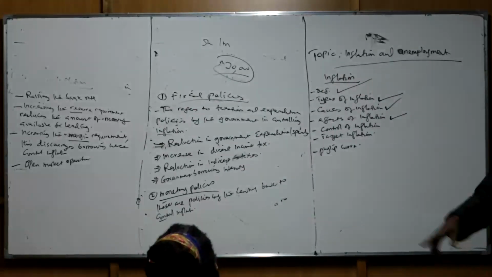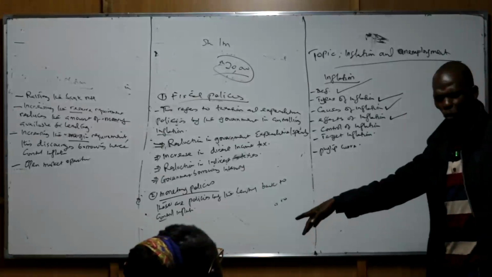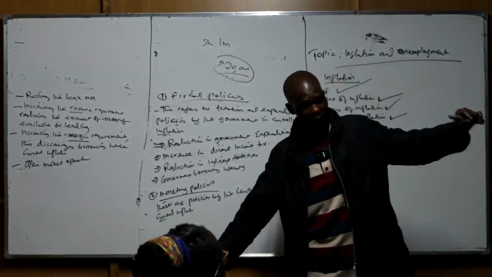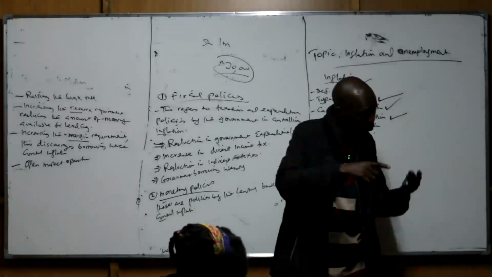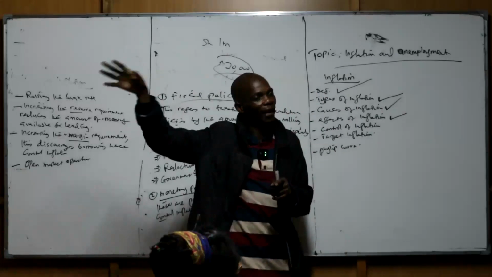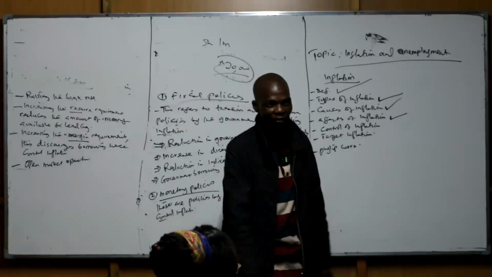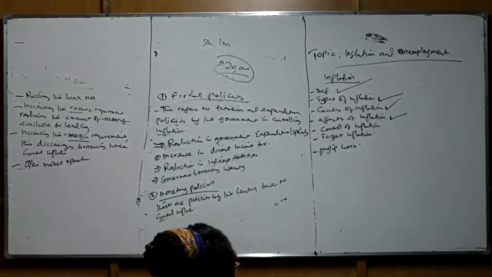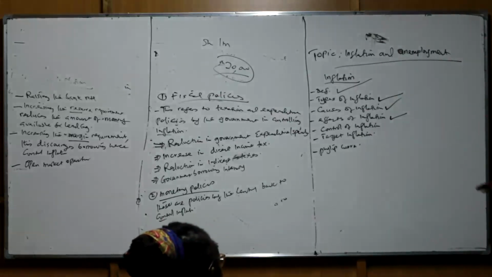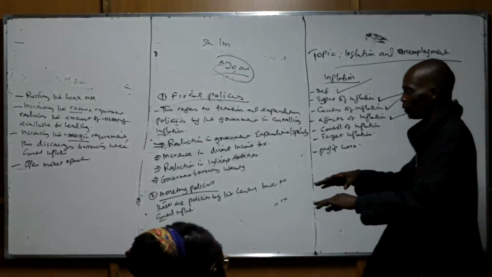So we have hoarding. Now, what about devaluation? Remember I said devaluation is an attempt by the government to lower the value of its currency outside the country. It's not internal. That's why it cannot cause inflation. It's external, not internal. Inflation is within the boundaries. We're discussing within the boundaries.